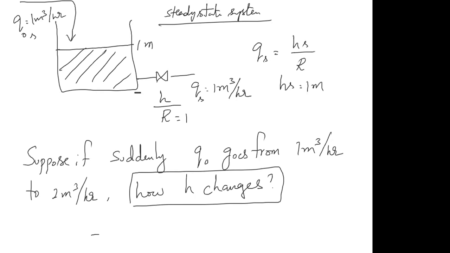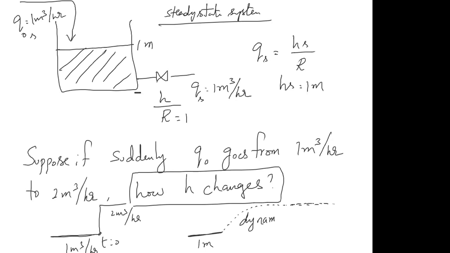So this is my inlet, which is 1 meter cube per hour. Suddenly it changes to 2 meter cube per hour at time t equal to 0. Then the height, which is 1 meter, will also slowly start to rise, and then it will settle at some new value. So what is the dynamics of H? How does the dynamics of H change? That is the dynamics of the system that we are studying here.